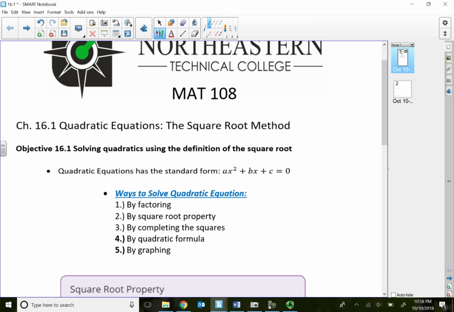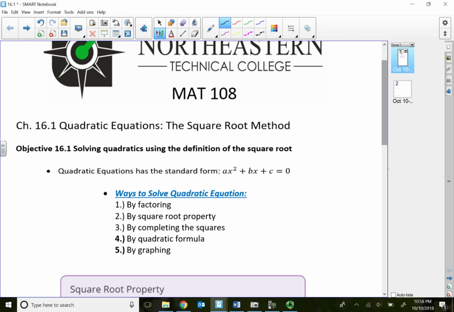We did learn how to solve quadratic equations back in module 13, and the method that we used was solving by factoring. For the quadratic equations that cannot be factored, in 16.1, 2, and 3, I will show you other alternative ways.